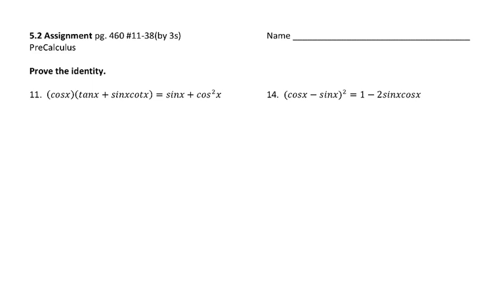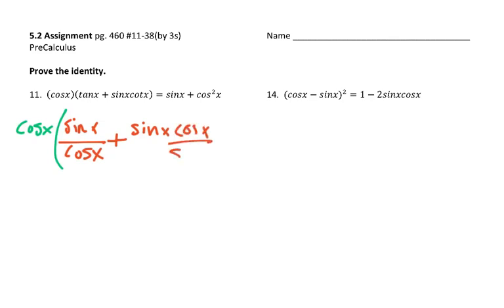Okay, so taking a look at the first one here, number 11, the first thing I see is definitely the more complicated side, and then the fact that there's tangents and cotangents in it. And so I'm going to go ahead and rewrite everything so that there's all sines and cosines, which allows us to see a little bit more of how we can simplify. So tangent is actually sine over cosine, and that's going to be added to sine on top, and then cotangent is actually cosine over sine.